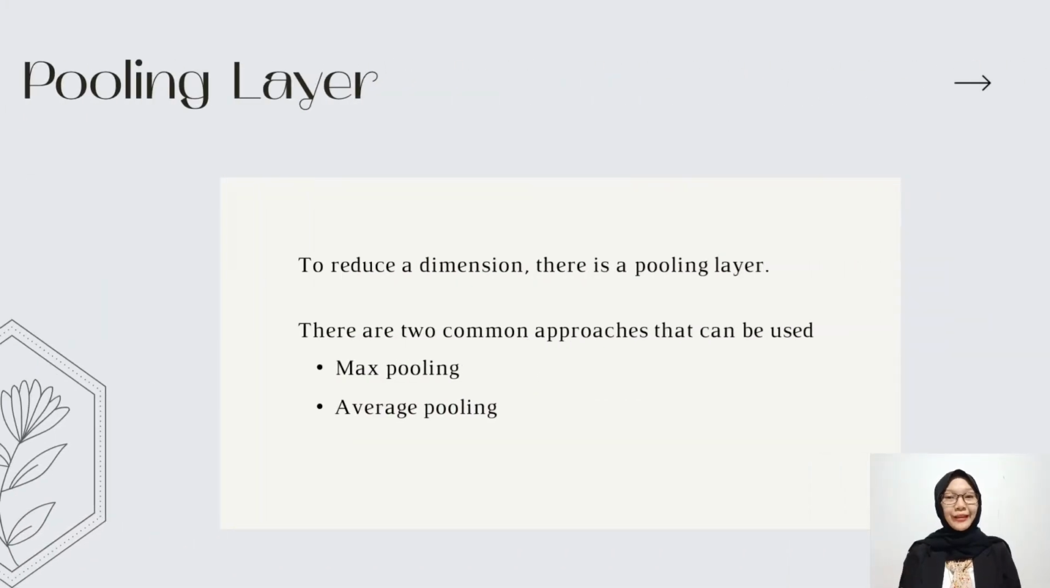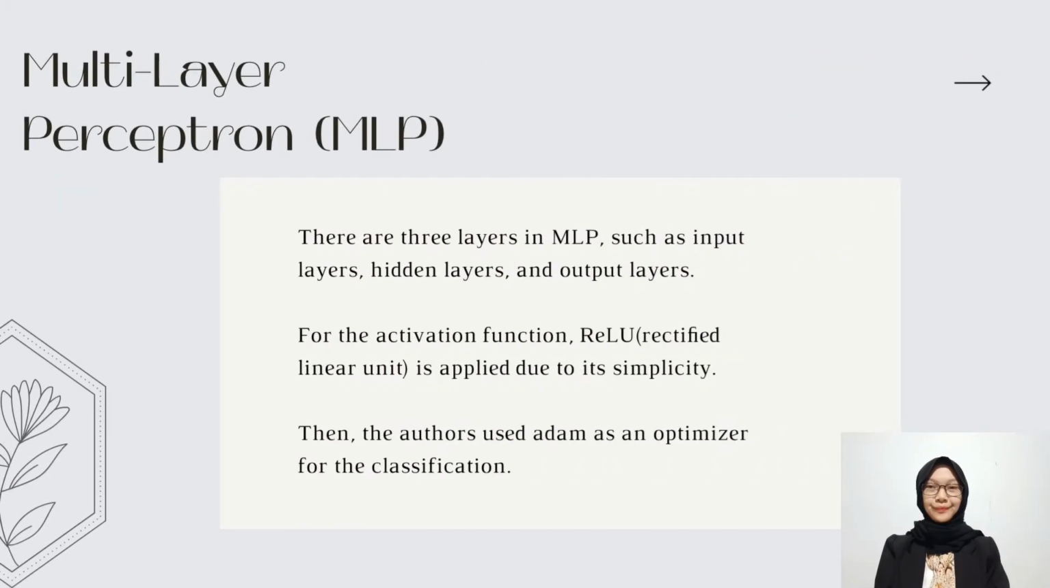Next is the pooling layer. This layer is used to reduce dimension. There are 2 common approaches. The pooling operation is called max pooling if it uses the maximum value. If it uses the average value, then the pooling operation is called average pooling. And the last one is the multi-layer perceptron. Basically, it is a neural network that is used for classification tasks. For the activation function, the authors choose rectified linear unit, and ADAM as an optimizer.